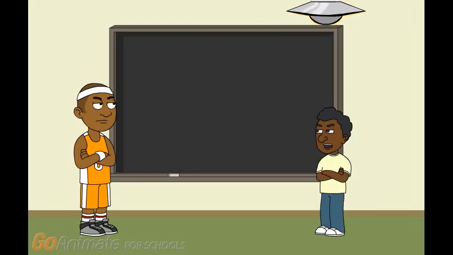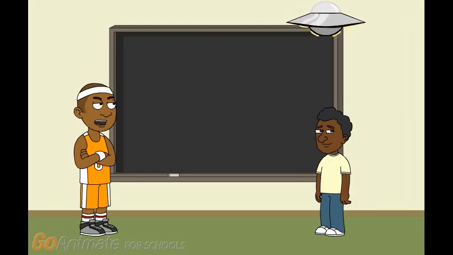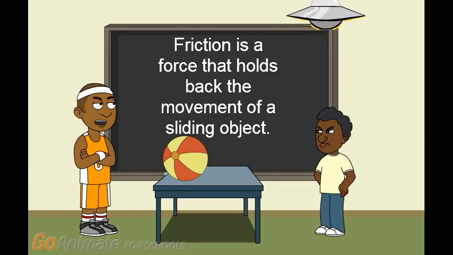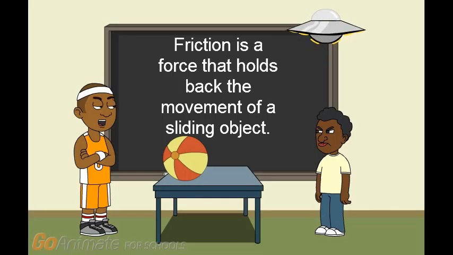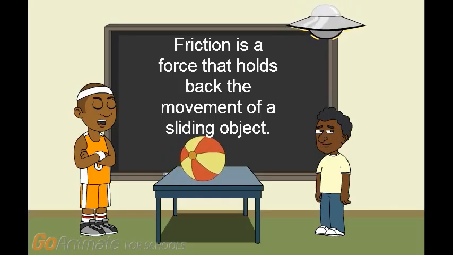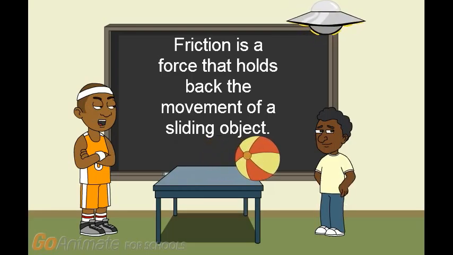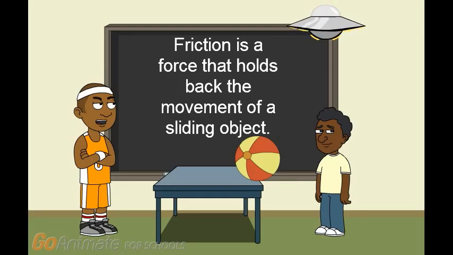That's cool, so what's friction? Well, I need a table and a ball to describe friction. Well, that's lucky. Anyways, friction is a force that acts in the opposite direction of motion. Take this ball. When I roll it to the right side, friction pushes it to the left and vice versa. If I push it to the right side, friction pushes it to the left.